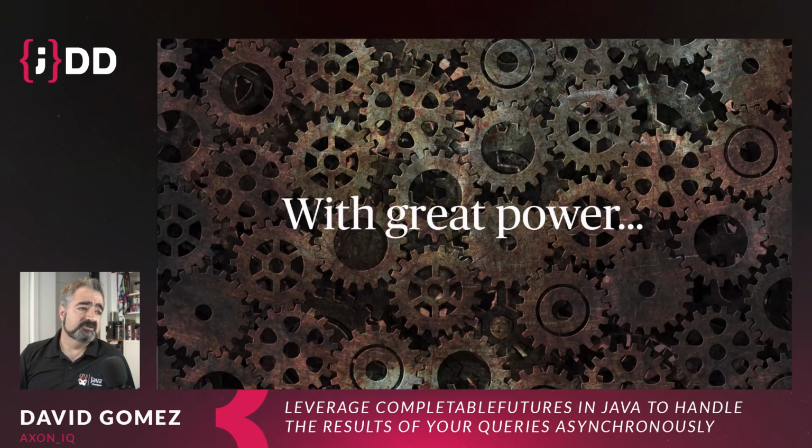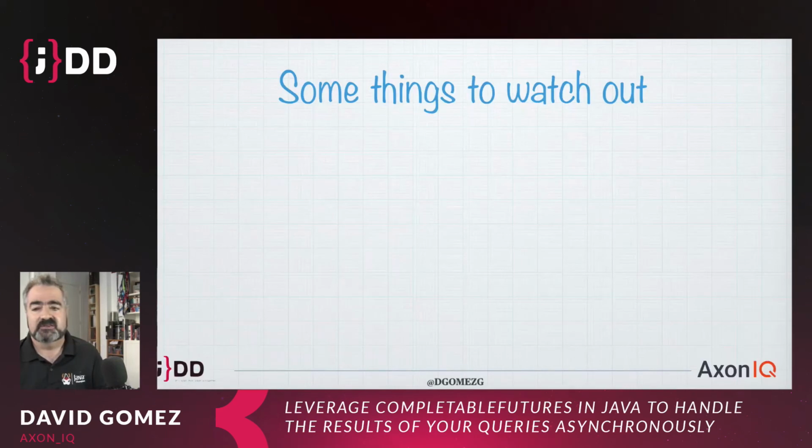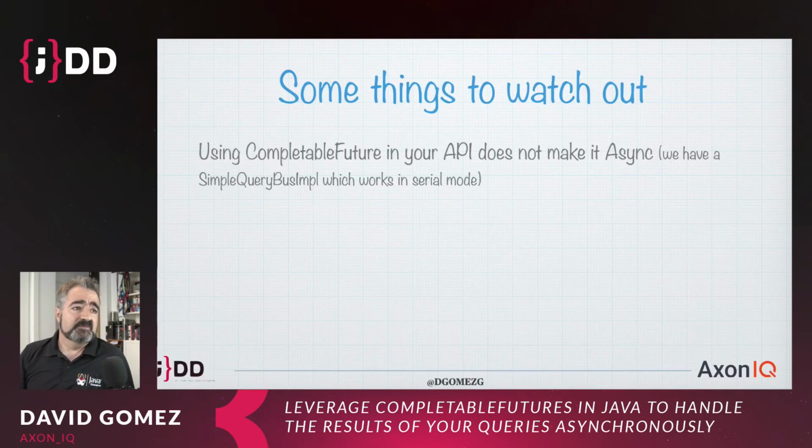this. I'm going to finish with a couple of final thoughts. The first thing is that when we are running CompletableFutures, we need to make sure that in the implementation of our library, we are taking care of running this in asynchronous mode. Indeed, we have a simple implementation of our query bus that is not async, it's just serial, but for demo purposes or for local environments it is very useful.